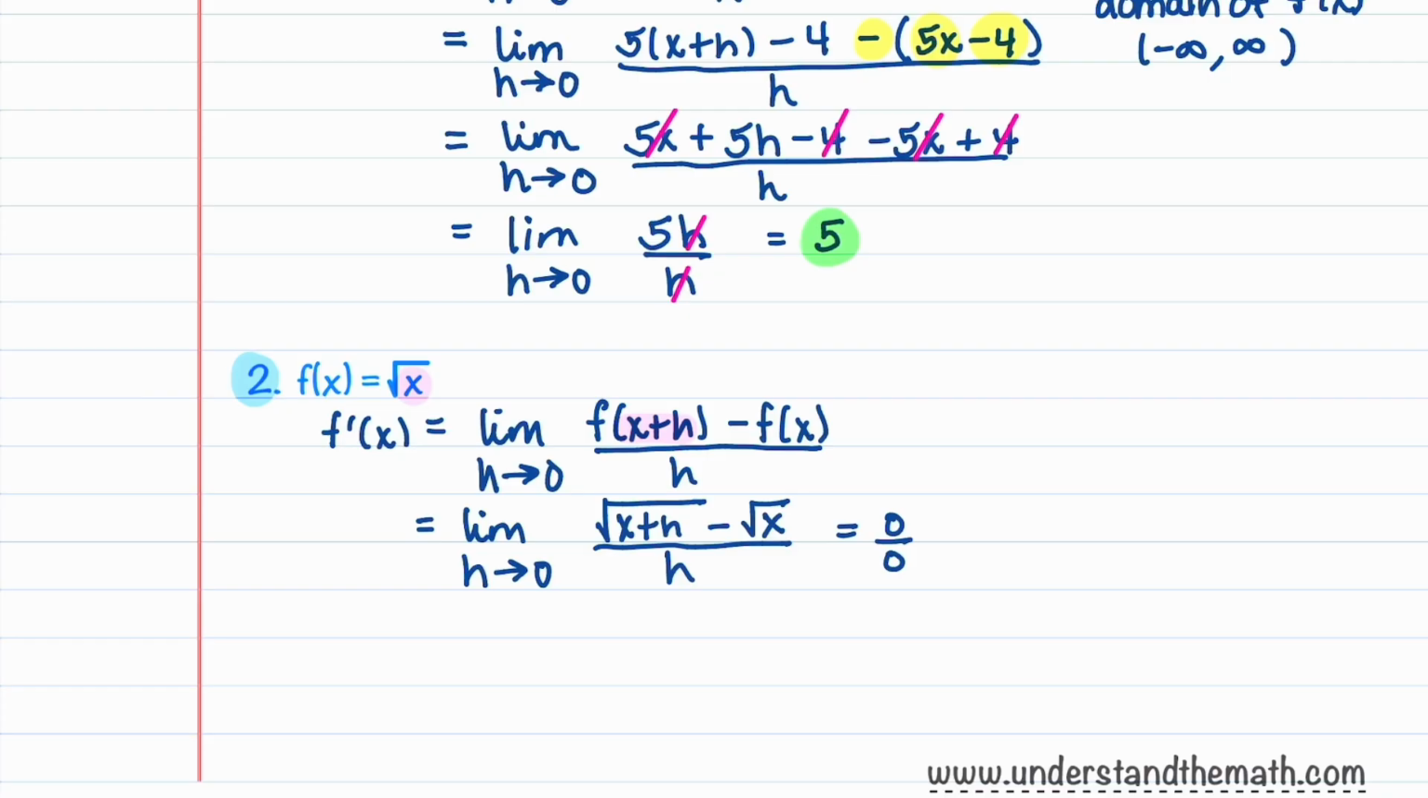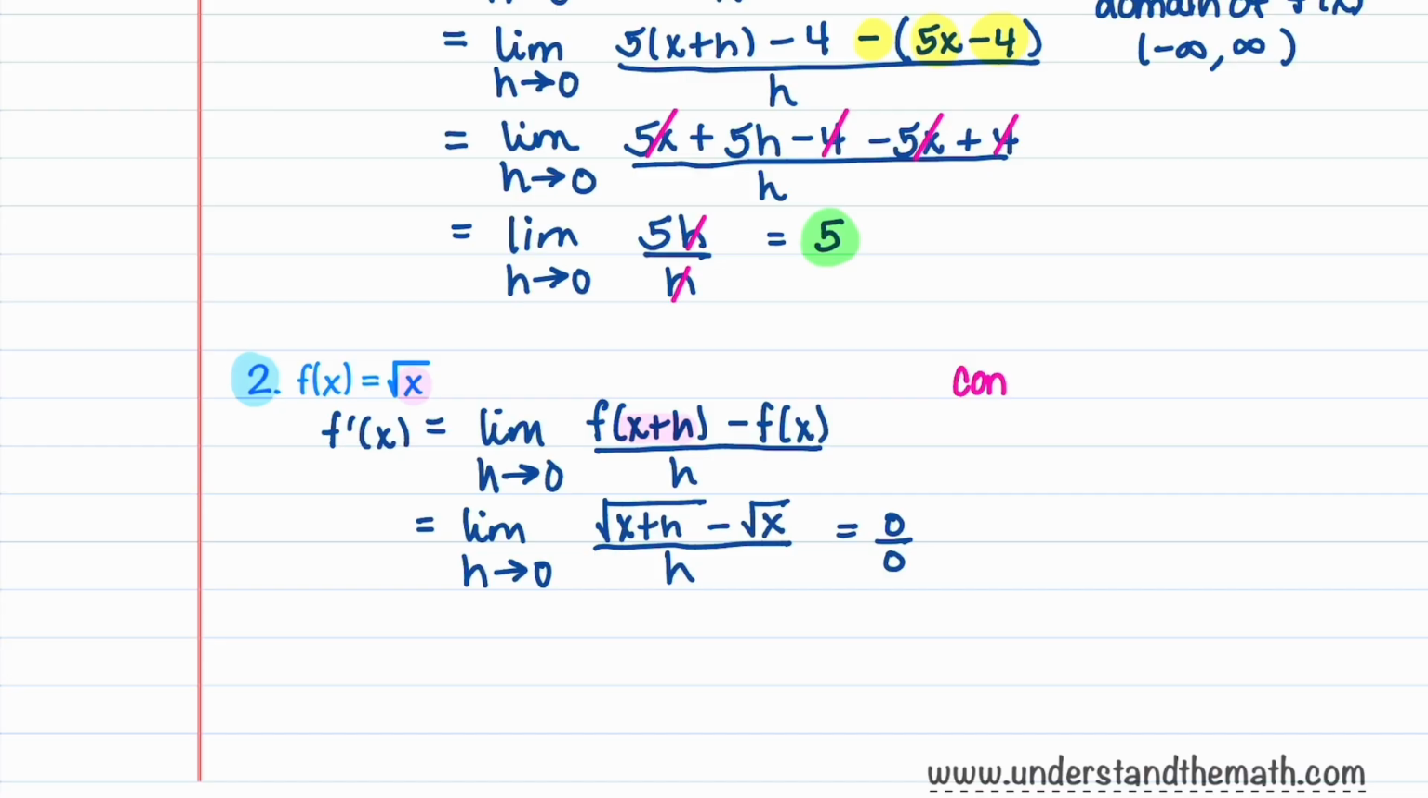I have a video on evaluating limits with indeterminate forms like this if you need to review that. To evaluate this limit, notice that we have a square root minus another square root. That tells us that we should multiply by the conjugate. Let me write up here what the conjugate is.